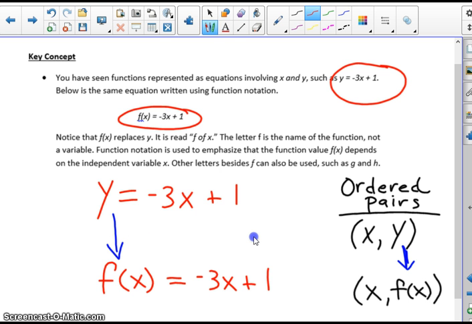And so when I think about an ordered pair, before I thought about it as x and y, now I think about it as x and f of x, or x and the function of x. So y is being replaced with f of x. We really haven't done anything different. We're just using function notation now. Instead of using y, we call it f of x.